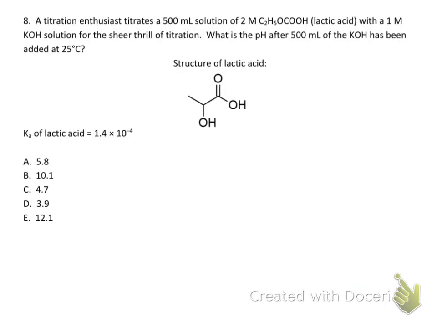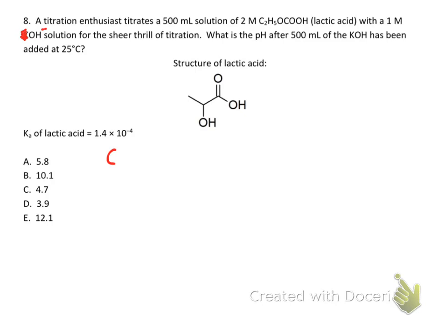Okay, up next we have a titration enthusiast doing a titration for the sheer thrill of a titration. Yes, indeedy. And they're using lactic acid. So here we have lactic acid, and what we're going to do for a titration is make this a little bit simpler. We're adding in, as we can see in the problem, a strong base. It doesn't matter what strong base we use. So I personally like to cross out the K plus and just make this OH minus, because it's a source of the hydroxide anion.